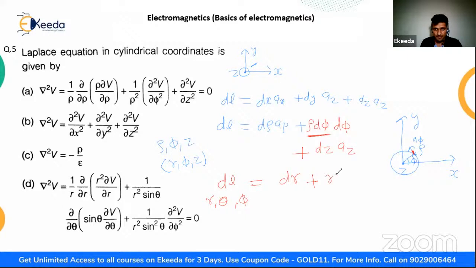So this will be r sine theta d phi, in the phi direction. Okay, r, theta, phi is there now, so you can simply calculate it. First let me write theta, then we will write phi. In the theta direction, it will be r d theta, and in the phi direction it will be r sine theta d phi multiplied by a phi. The theta one will be multiplied by a theta.